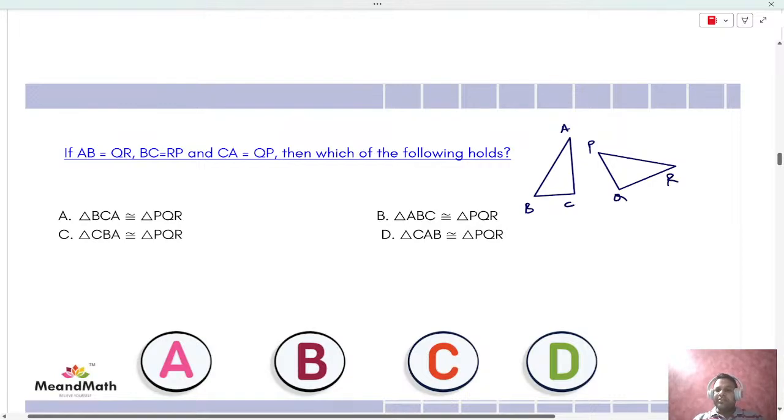Now the confusion is the triangle. If I write triangle ABC congruent to triangle PQR, or I can write triangle ABC congruent with triangle QPR.